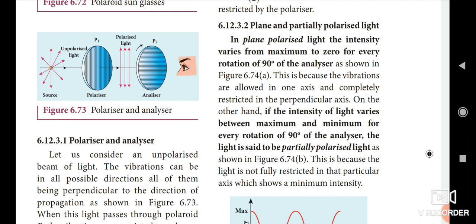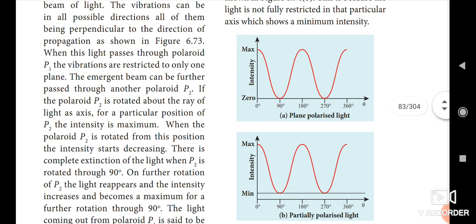The polarizer cannot fully restrict the light, it allows partially. So this minimum and maximum will happen. Then see figure 7.28a and 7.28b. First we see 7.28a, the plane polarized light. Here the x-axis is taken along the angles 0 degree, 90 degree, 180 degree, 270 degree and 360 degree, like that. Then intensity is taken along the y-axis.